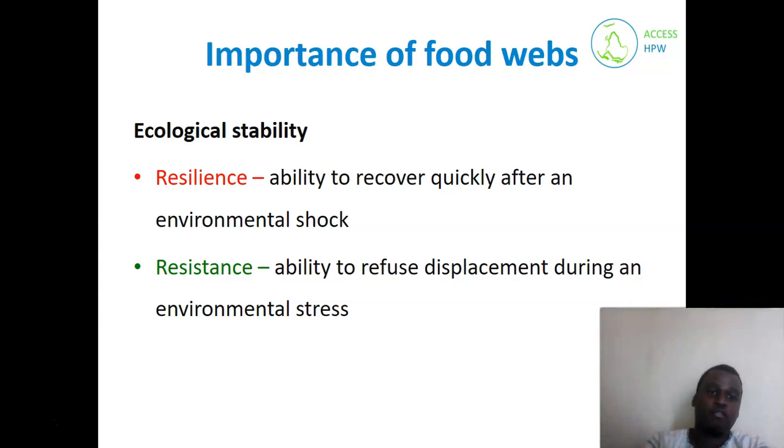And there are 2 types of ecological stability. So we've got resilience. Resilience is the ability to recover quickly after an environmental shock. And we have resistance. Resistance is the ability to refuse displacement during an environmental stress. So there is a relationship between food webs and ecological stability. A complex food web is more likely to be stable than a simpler food web. Higher biodiversity promotes ecosystem stability and resilience.